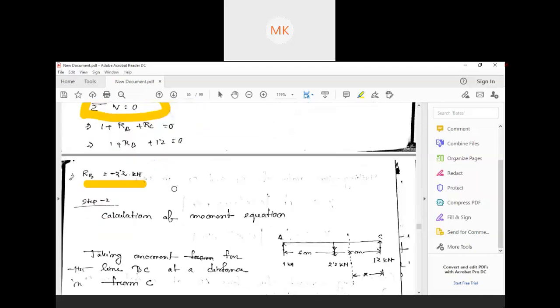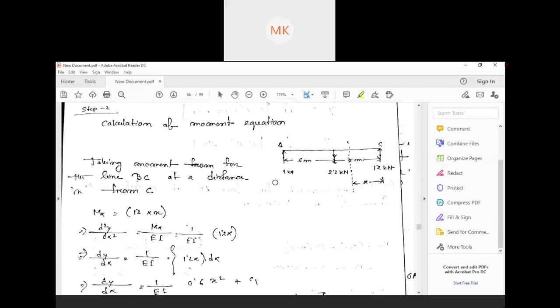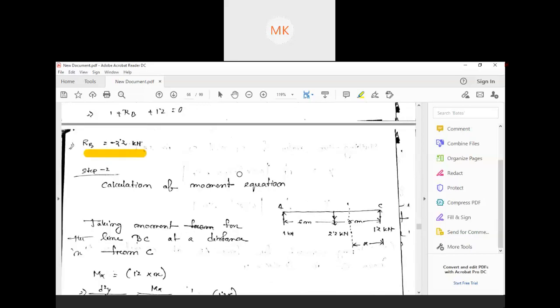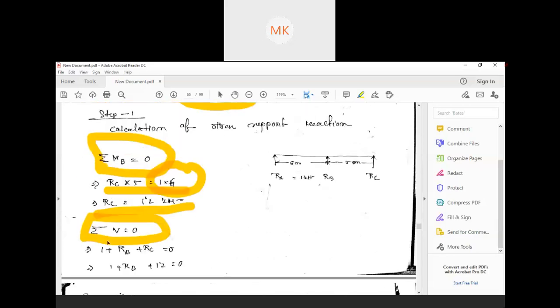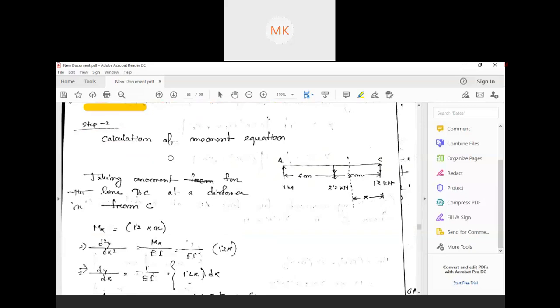Okay. Next, what is our second step? Our second step is calculation of the moment equation. Remember here we have found RC and RB. So you can also ask what is the value of RA. For that we are considering RA as 1 kilonewton, because we need to consider a unit load. So we are considering one, and the other two we can easily find out by using the equilibrium equation. Okay, so next is calculation of the moment equation.